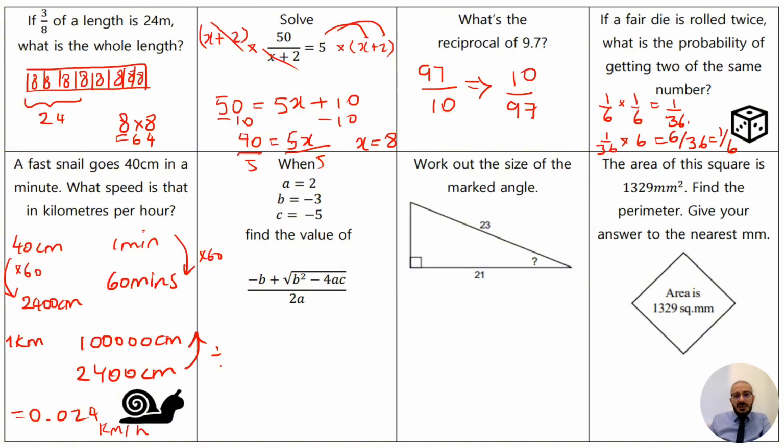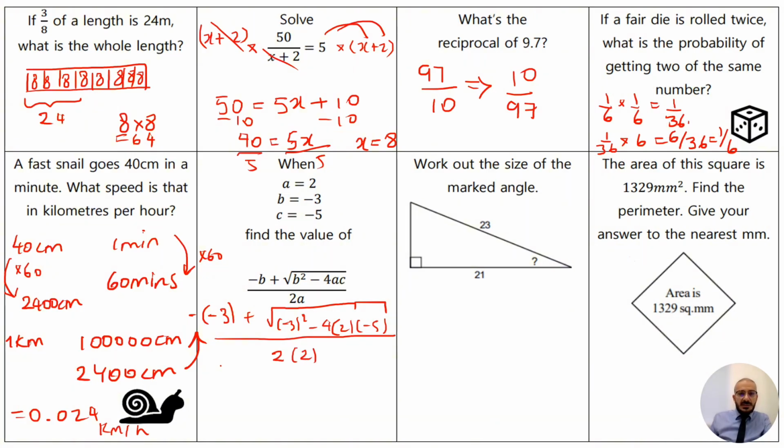Next question, when A is 2, B is -3, and C is -5, find the value of this. Okay, let's just substitute. I'm going to get rid of this division sign from here so I can have enough space to type this in. So I will have -3 plus square root of -3 squared, take away 4 times 2 times -5, divided by 2 times 2, which is going to be 4.